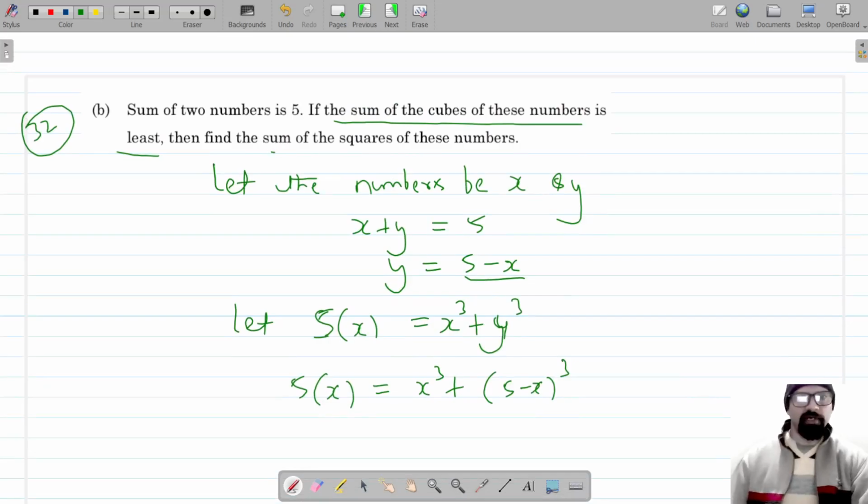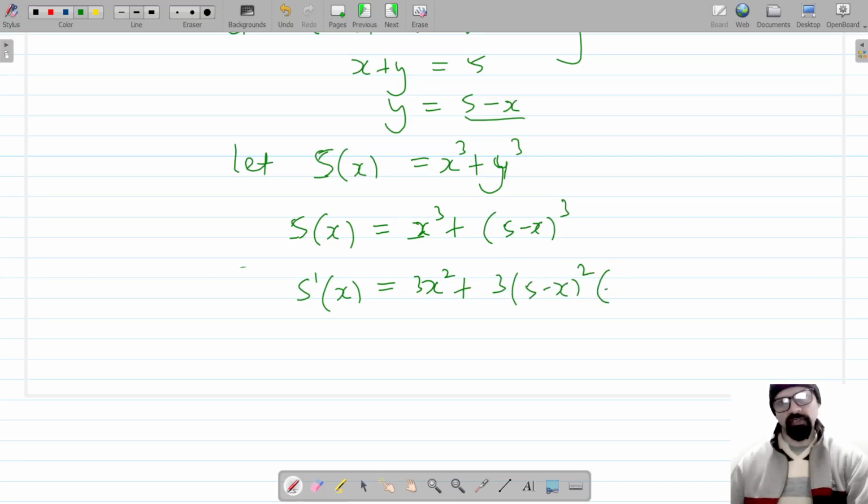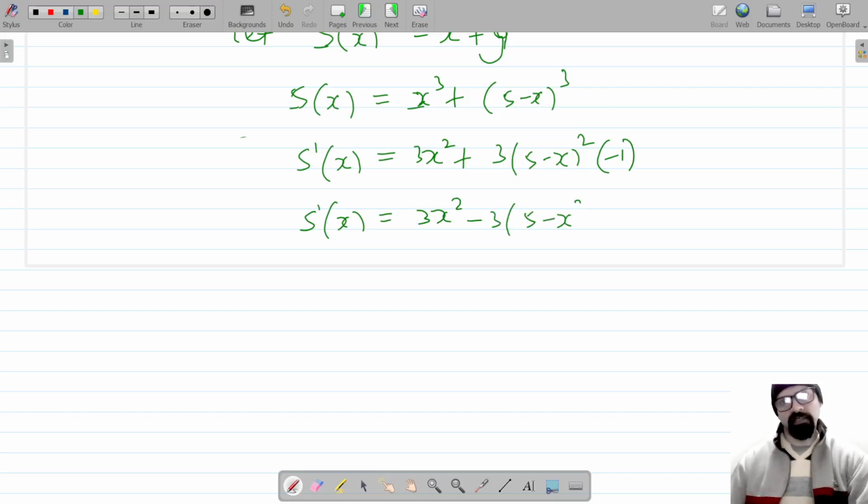Now हमें ढूंढने होंगे वो numbers जहाँ पे उनके cubes का sum least हो जाएगा और वो numbers हमें मिलेंगे critical points से और critical points के लिए S dash x होना चाहिए 0. So let's differentiate this with respect to x. So differentiating this with respect to x gives me S dash x हो जाएगा 3x square और ये हो जाएगा 3 into 5 minus x whole square into -1. So the first order differentiation with respect to x is now ये हो जाएगी 3x square minus 3 into 5 minus x whole square.